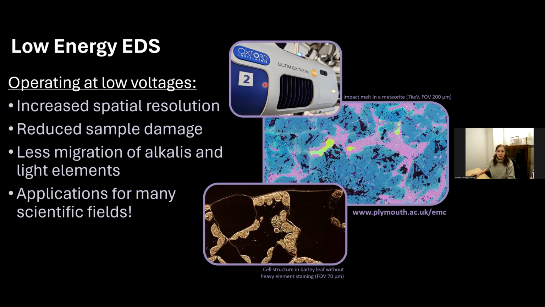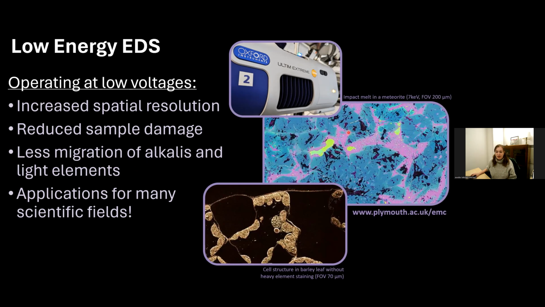And the benefit of this is by lowering your accelerating voltage, you can reduce your interaction volumes, which means you can increase your spatial resolution. You can resolve much, much smaller features. You're going to reduce your sample damage. So if you're working on things that are very fragile, low voltage EDS can be really, really useful for you. You're also going to get less migration of alkali and light elements. So if you're working on hydrated minerals or anything biological, this is really useful again. And it's surprisingly applicable to a whole range of science.